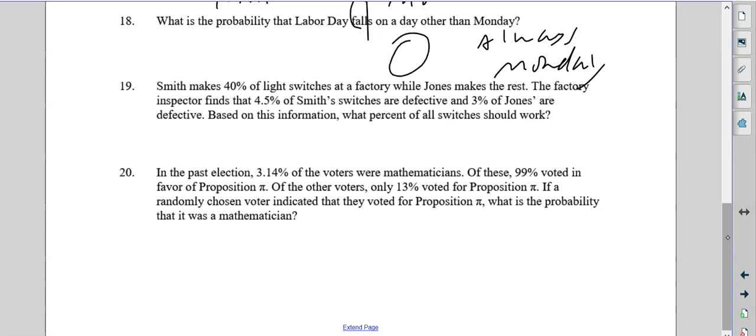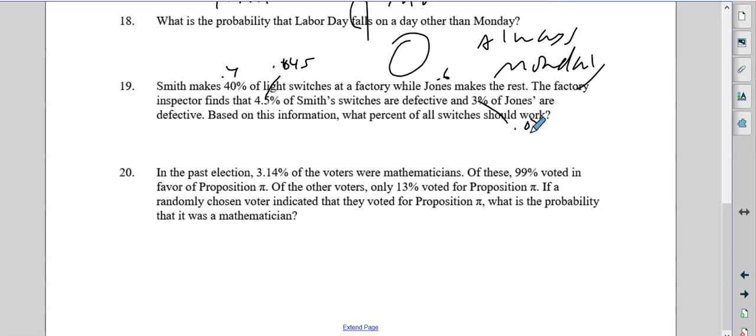All right. Smith makes 40% of the light switches at a factory. That's 0.4. While Jones makes the rest. That means 0.6. So 0.4 and 0.6. The factory inspector finds that 4.5%, remember that's 0.045 as a decimal, are defective. And 3%, remember that's going to be 0.03, of Joneses are defective. Based on this information, what's the percent of all switches that should work?